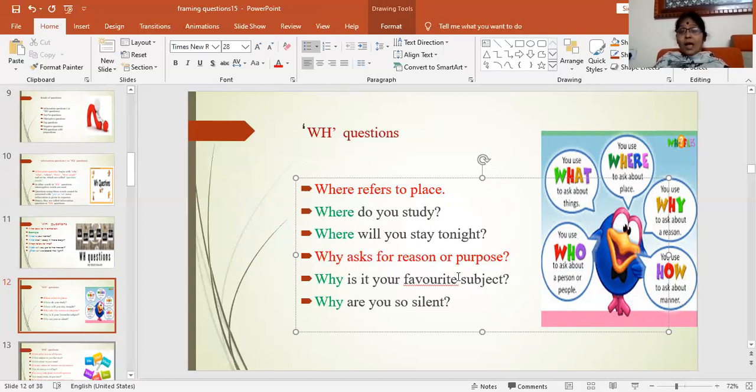And then we ask questions using why, right? Why is used for asking questions about reason or purpose. I can ask, why is it your favorite subject? Why are you silent? Why do you want to do engineering only? Why don't you want to do medicine? Purpose, right? So why is used to ask for reason and for purpose.